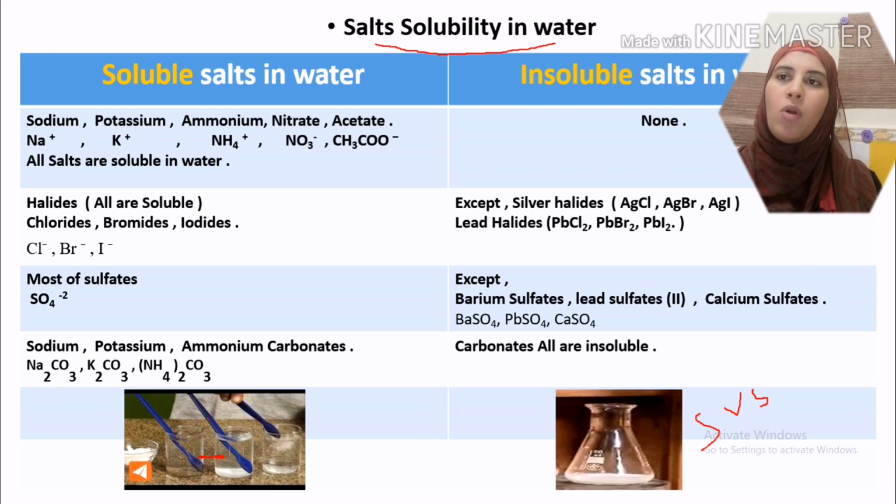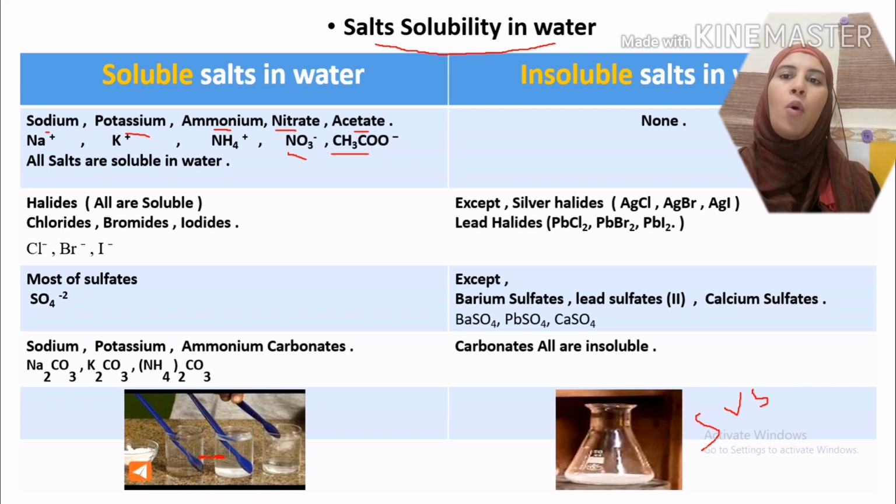At first, the soluble salts in water. All of these salts are soluble in water: sodium, potassium, ammonium, nitrate, and acetate. So if you have any salt containing a cation like sodium, potassium, or ammonium, it is soluble in water. If we have compounds containing anions like nitrate and acetate, they are soluble in water.